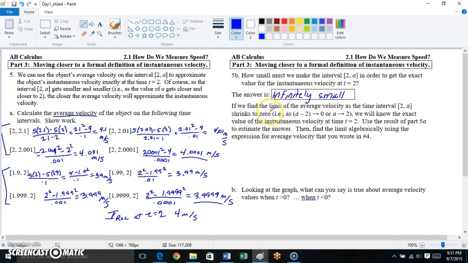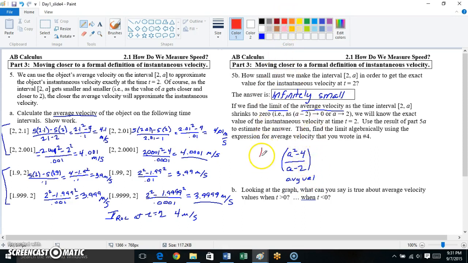Okay, so if we find the limit of the average velocity, so let's take a look. What is average velocity for this scenario? It's a squared minus 4 over a minus 2. That's the change in y over the change in x. That's our average velocity, or the slope of our secant.